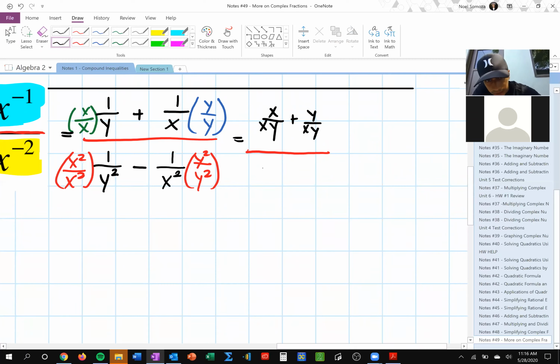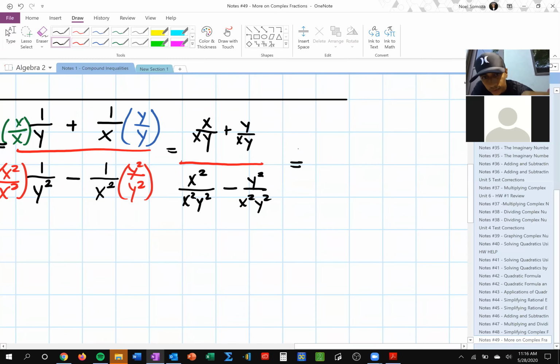x squared times 1 would be x squared, times y squared, x squared y squared, minus y squared over x squared y squared. Okay, so there it is. There is our numerator and denominator. And now because they have those common denominators in the numerators, I can just condense that. That's going to be x plus y over xy. In the denominator, we have x squared minus y squared all over x squared y squared.